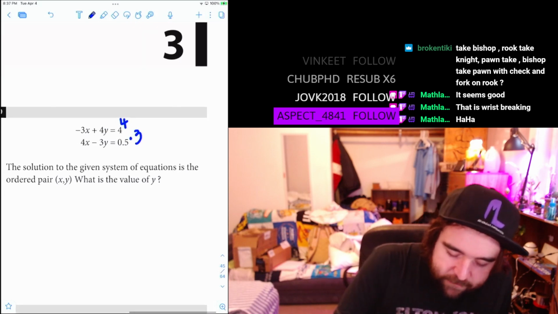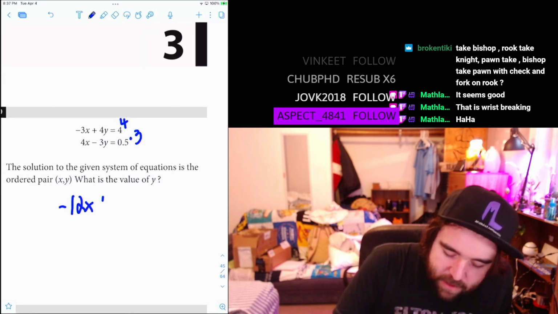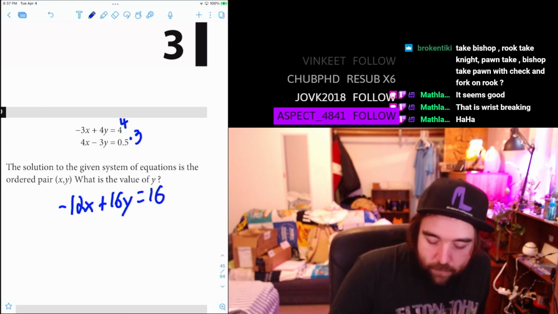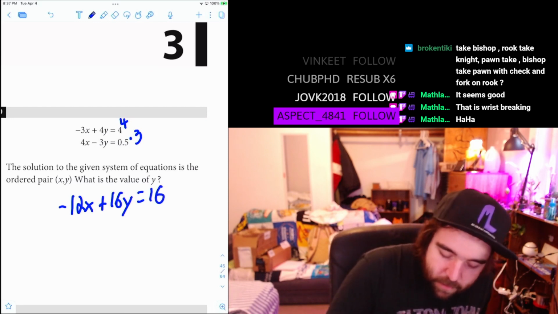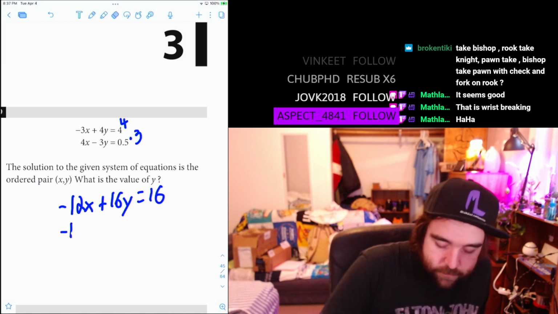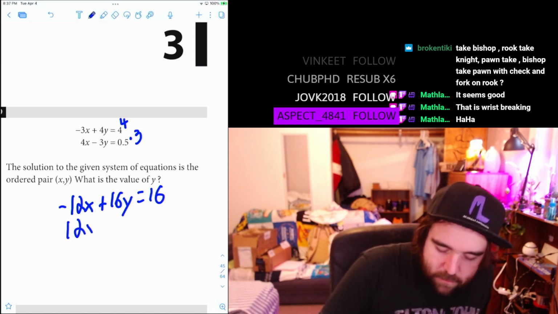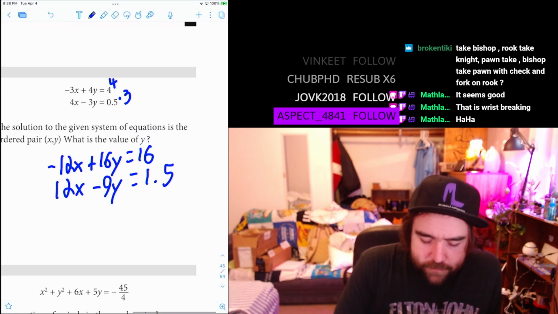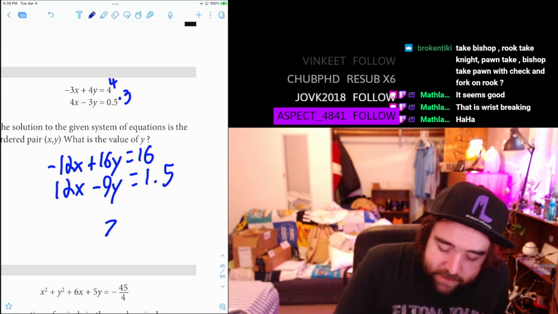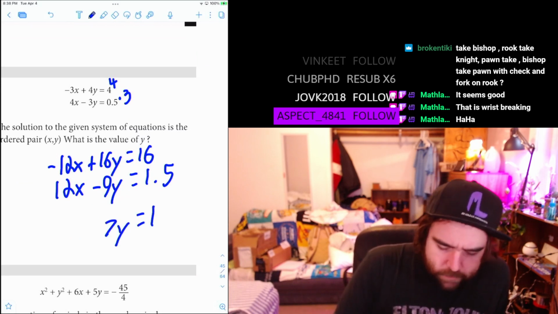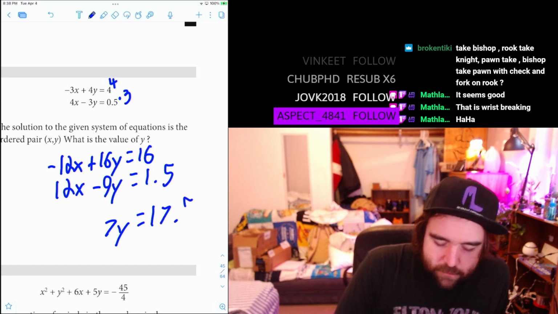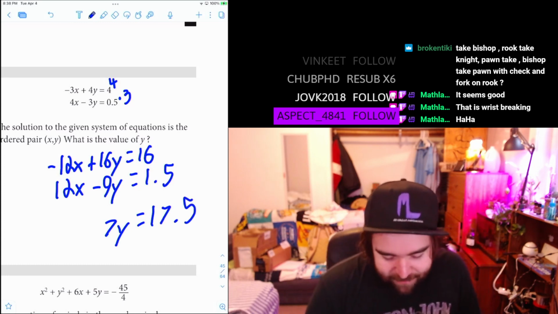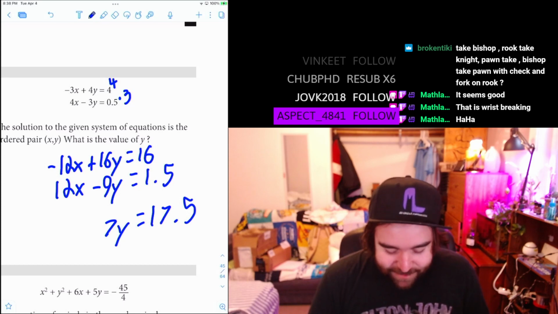So then what do we have? We have negative 12x plus 16y equals 16. And we have positive 12x minus 9y equals 1.5. And so now we can add them together. So we get 7y equals 17.5. And then we have to divide by 7.